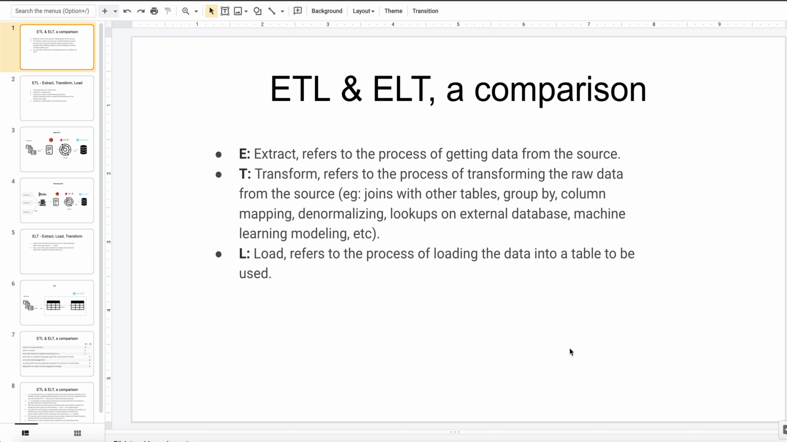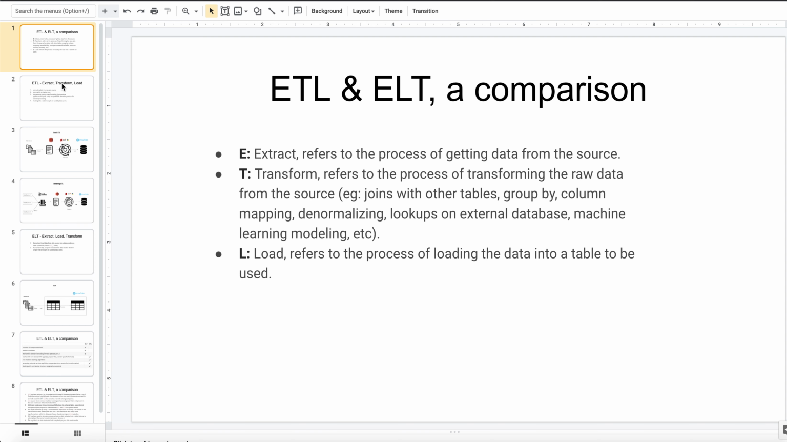T stands for transform, and it is a wide term which refers to any type of transformation or any type of processing that you do on the raw data to change its form in one way or another. For example, it could be as simple as joining with other tables in your data warehouse, or it could be running machine learning models and populating feature columns, or calling external services to enrich your data. And finally, L stands for load, and it refers to the process of loading data into the table that is going to be used by your data user.